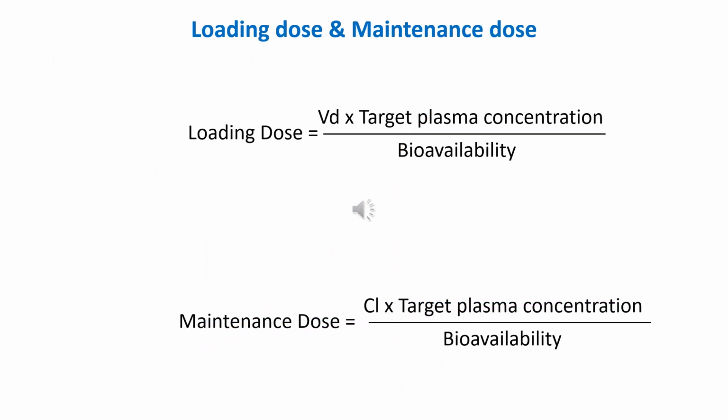The two formulas given here are used to calculate loading dose and maintenance dose. The formula was discussed in the volume of distribution video. The loading dose is designed to quickly achieve the target therapeutic concentration of drug in plasma by accounting for drug distribution. The volume of distribution is used here because it describes the extent to which a drug distributes throughout the body's compartments. When calculating the loading dose, the goal is to ensure that the initial dose fills the entire volume of distribution to reach the desired concentration.